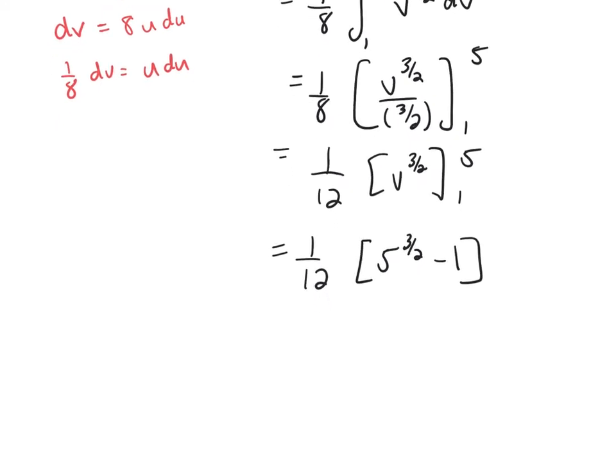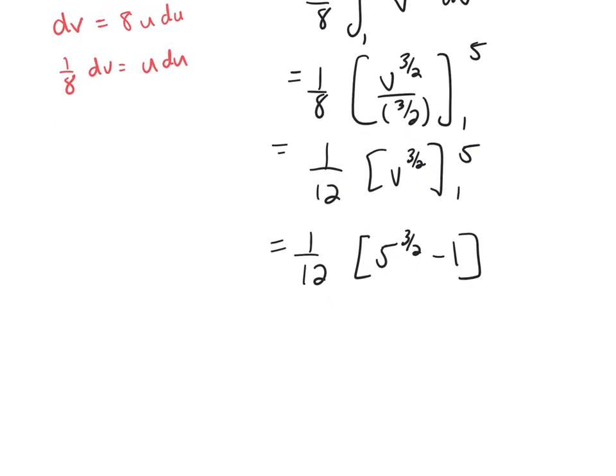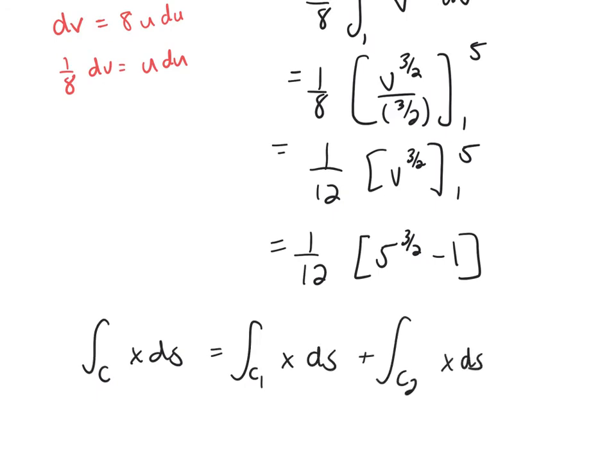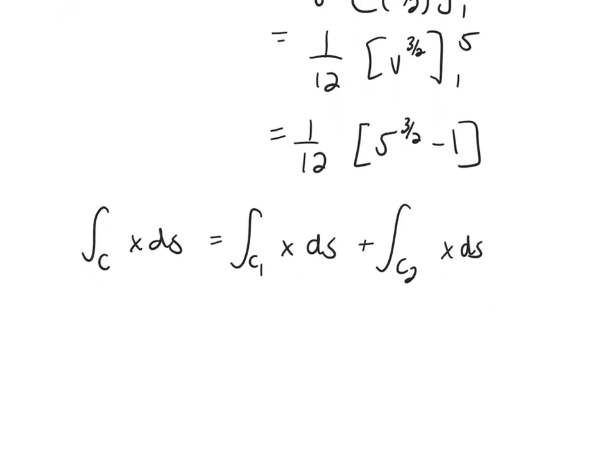So now you found the line integral over C1, you found the line integral over C2, so the line integral over C is just going to be the sum of those two. Plug in what we got for the first one, it was square root of 2 over 2. What we just got for the second one, 1 over 12 times (5 to the 3/2 minus 1). And there's my answer.